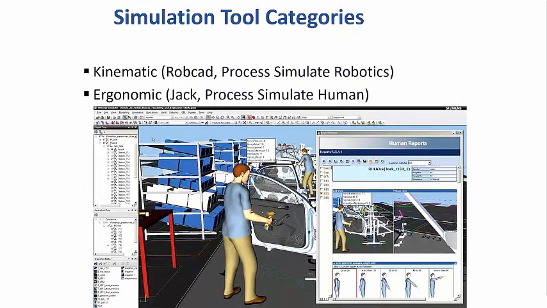Ergonomic tools like Jack and Process Simulate Human let you analyze human motion and optimize the ergonomics of human operation to enhance worker efficiency and minimize injuries. Note that the focus here is on the actual motions that a worker makes in order to complete a task.